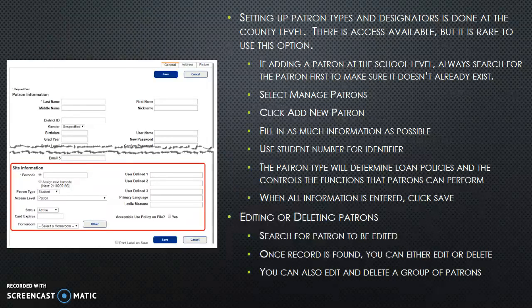The patron type will determine loan policies and the controls, the functions that the patrons can perform. And again, these are set up at the county level. When all the information is entered, then you click Save. For editing or deleting patrons, you search for the patron to be edited, and once the record is found, you can either edit or delete, and you can also edit and delete a group of patrons.